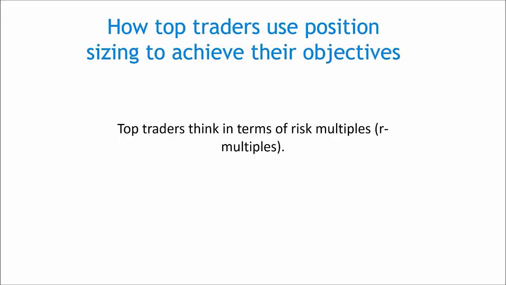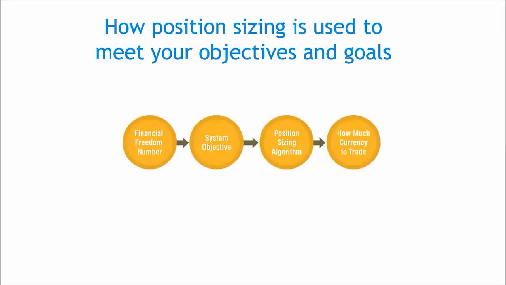How top traders use position sizing to achieve their objectives. Top traders think in terms of risk multiples, or as market wizard Van Tharp calls them, R multiples. You may want to review the R multiples again in lesson 5 when you're going through the coursework for this session. How position sizing is used to meet your objectives and goals.